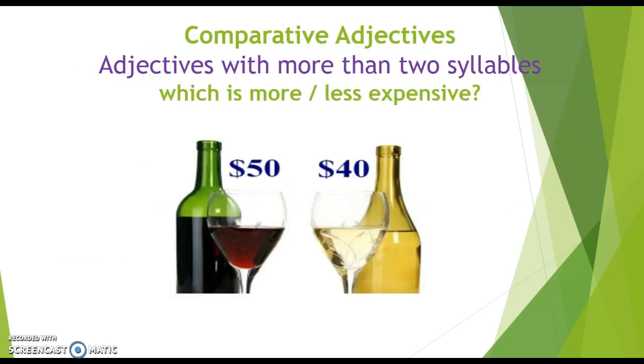Okay, and now in this picture you can see two kinds of wine. If you see the prices, you can ask, or you can say, okay, which is more expensive or which is less expensive, depending on the price. Because expensive is a big word, a big adjective with more than two syllables, you use more or less.